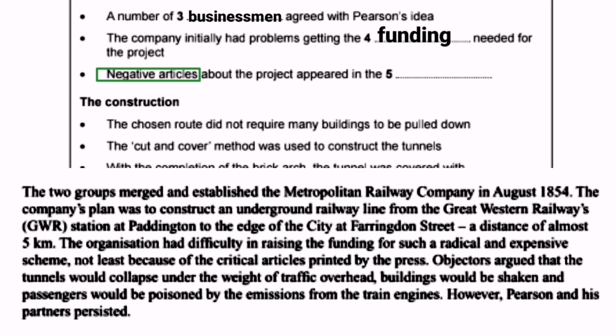If we read the same line of the paragraph 3, the organization had difficulty in raising the funding for such a radical and expensive scheme, not least because of the critical articles printed by the press. Critical articles is the similar meaning word to negative articles in the question number 5. Where were the critical articles printed? So according to the text in the reading passage, critical articles were printed by the press. So the right answer for the question number 5 is press. So negative articles about the project appeared in the press.